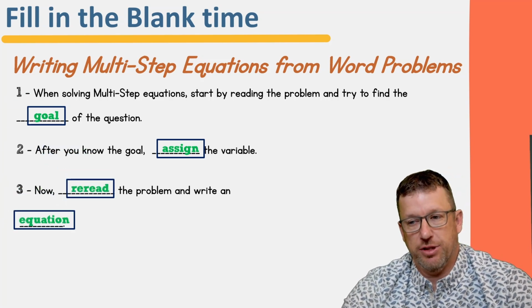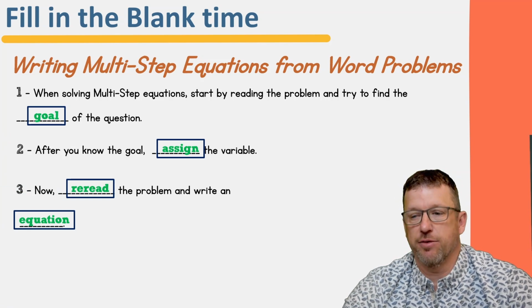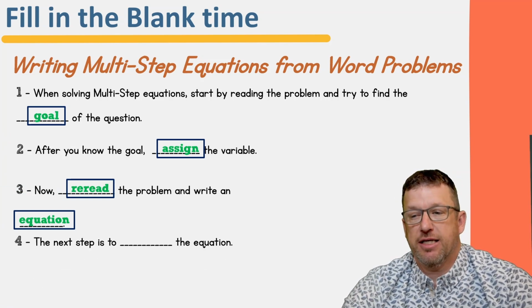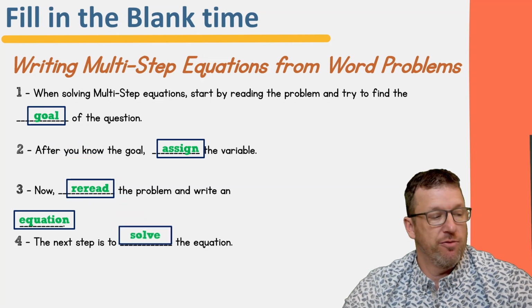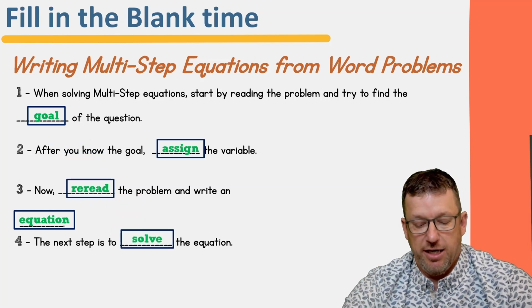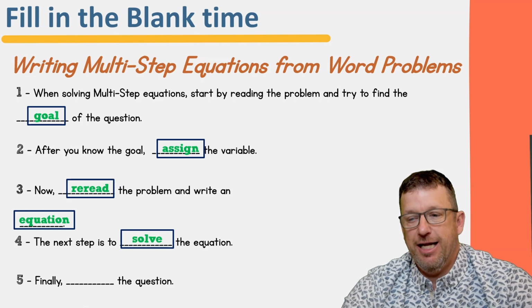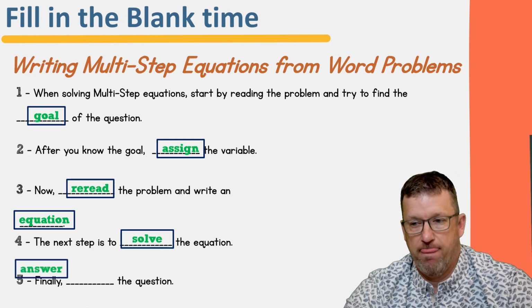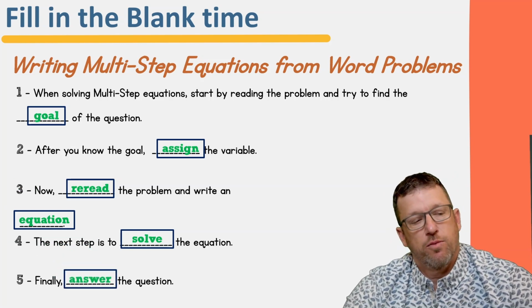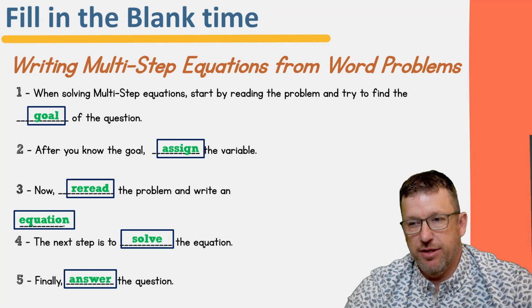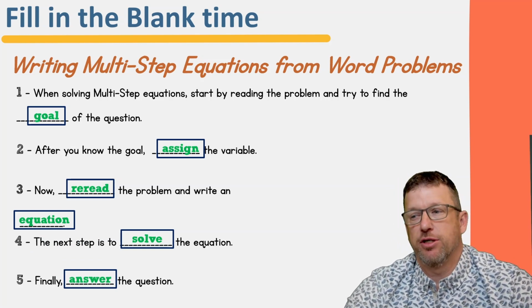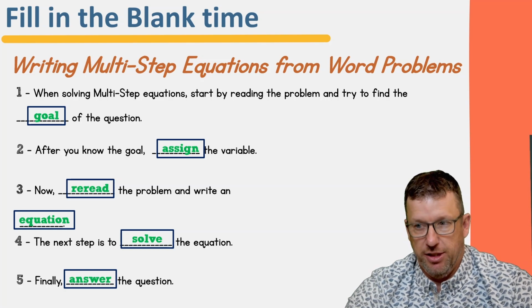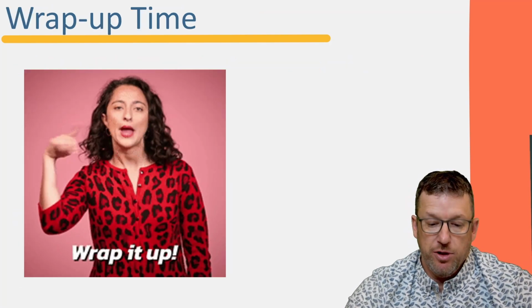This is the hardest part, so take your time and underline. You noticed that I did that through the problem. It helps you out. The next step is to solve it. You should be rocking multi-step equations already, so set it up and go ahead and solve it. Then number 5, finally, answer the question. Once you get an answer for that variable, go back to the question, recall the goal, and turn it into a real answer. All right, I think you guys are ready to rock and roll.